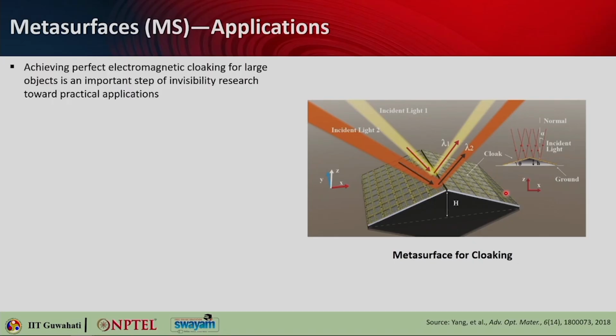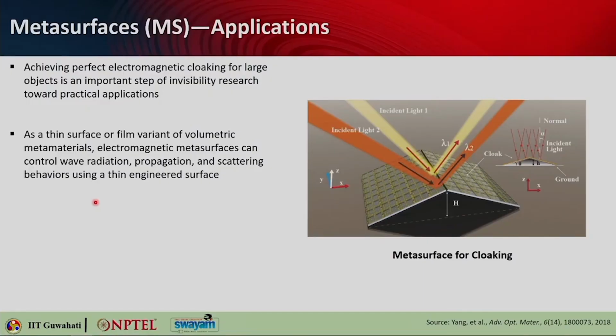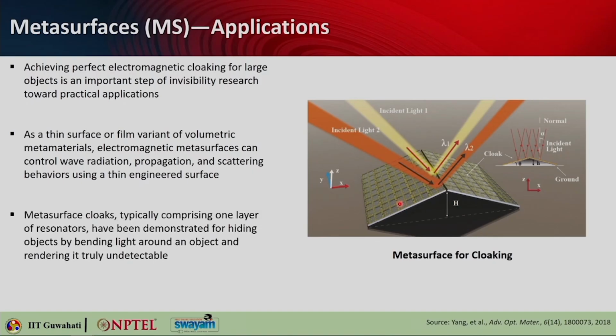So achieving perfect electromagnetic cloaking for large objects is very, very important for invisibility research towards practical application. So who are the people interested in this kind of application? Obviously the defense people would be interested. So you can think of thin metasurfaces instead of large volumetric metamaterials to do this job for you, which can control the wave radiation, propagation, and scattering using these thin engineered surfaces. Metasurface cloaks typically comprise one layer of resonators, as you can see here. They have been demonstrated for hiding objects by bending light around the object.